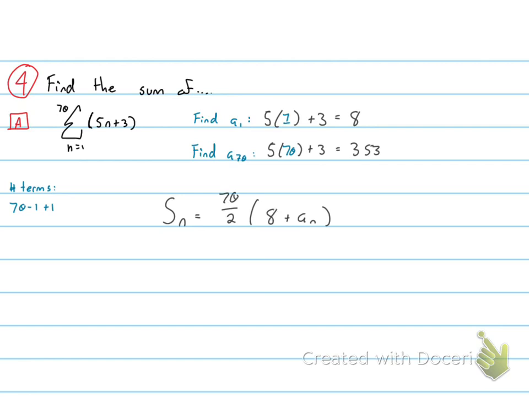And then I do 8 plus 353. I plug that all in. 35 times 361 gives us 12,635. And I'm done.